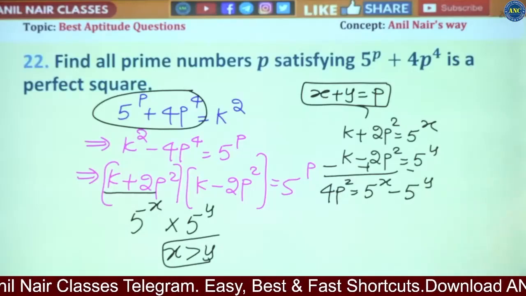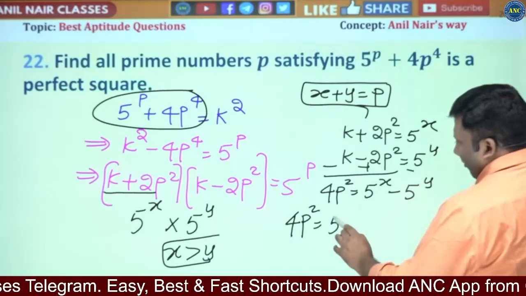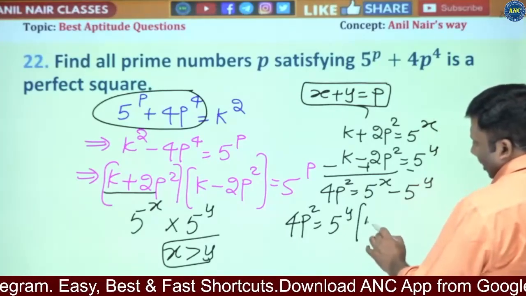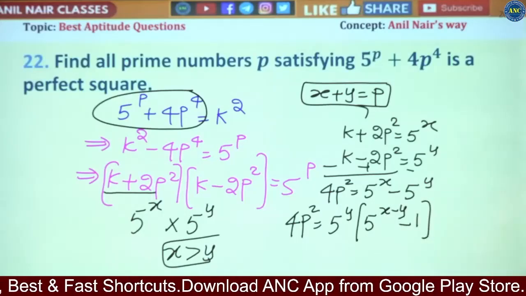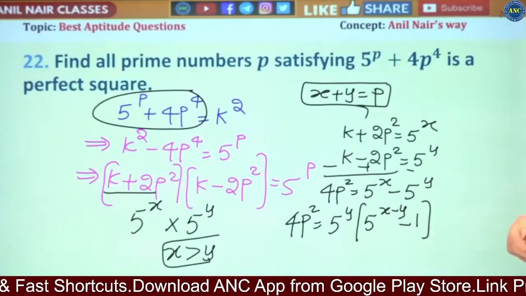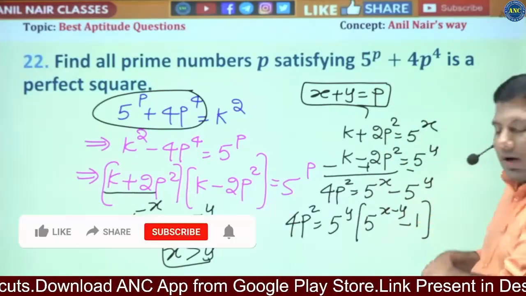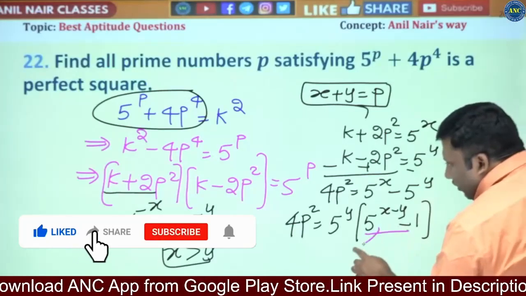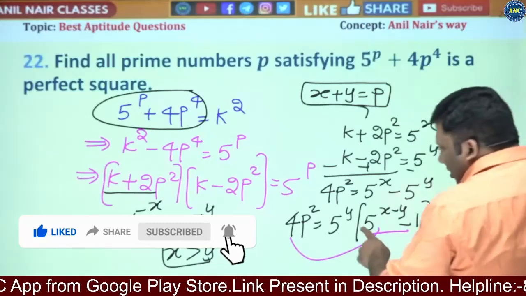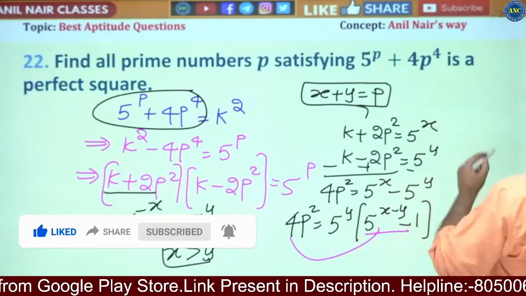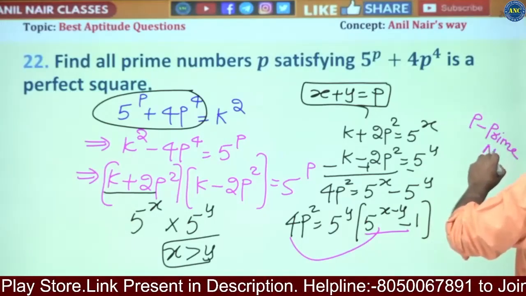Subtracting, 4p^2 is equivalent to 5^x - 5^y. So this will be equivalent to 4p^2 = 5^y(5^(x-y) - 1). Are you all with me? 4p^2 = 5^y(5^(x-y) - 1). Now if you see, this is divisible by 4. Right? So I want 4 into, what is this one? p is a prime number.